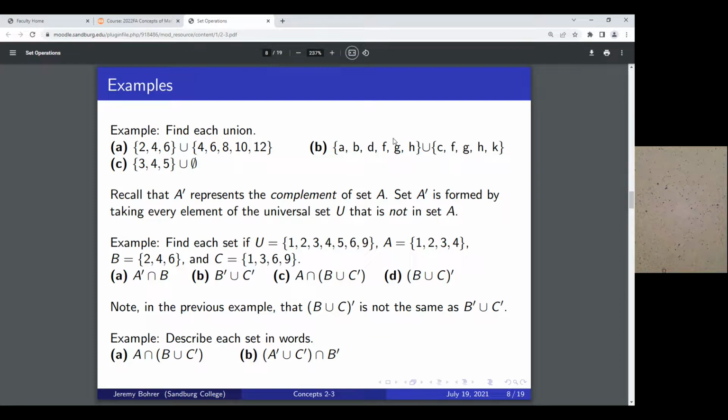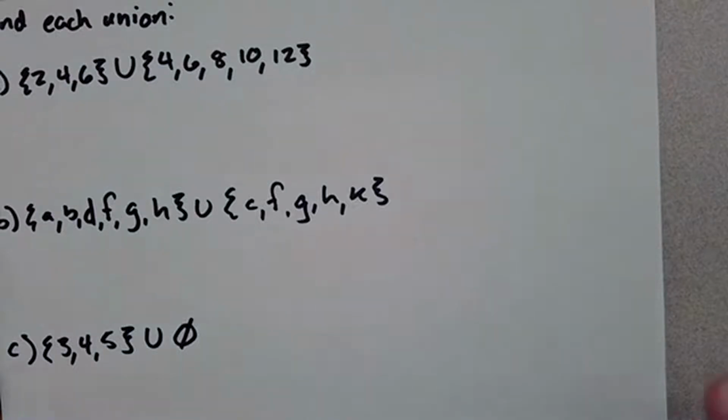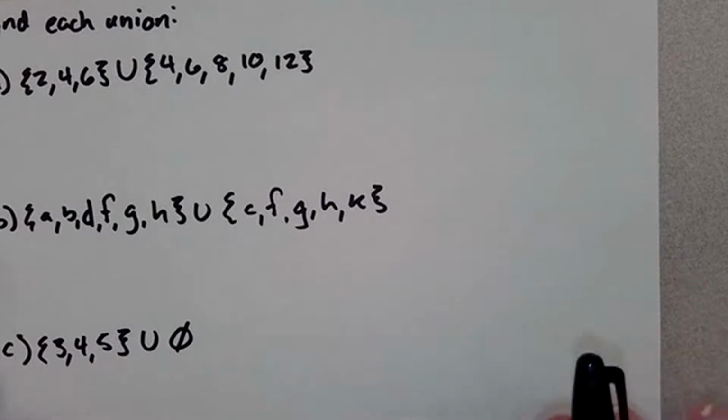Now we're going to look at the problems on page 8. We start with this first problem about unions, and we'll just move through the next couple as we go along. Okay, so first we're asked to find the union of the set that includes 2, 4, and 6 with the set that includes 4, 6, 8, 10, and 12.